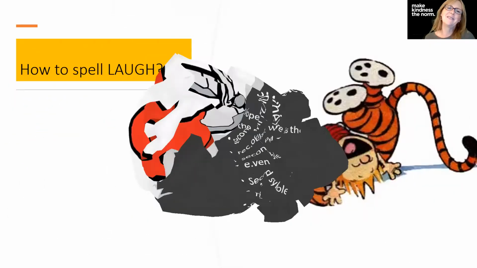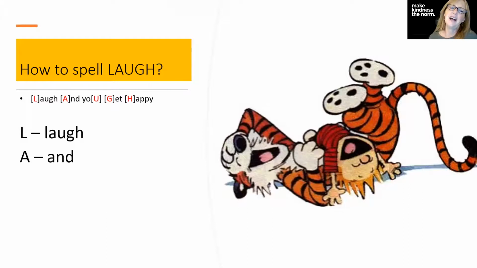And of course, just for fun, we have Calvin and Hobbes spelling laugh, and you get happy.